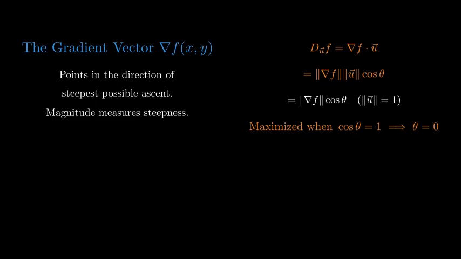To illustrate this with a concrete example, consider the function f of x and y equals x squared plus y squared at the point (1, 1). The partial derivative with respect to x is 2 times x, and the partial derivative with respect to y is 2 times y, which gives us a gradient vector of (2, 2) at our point.